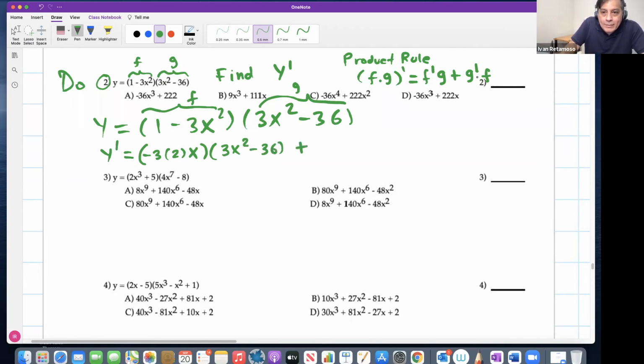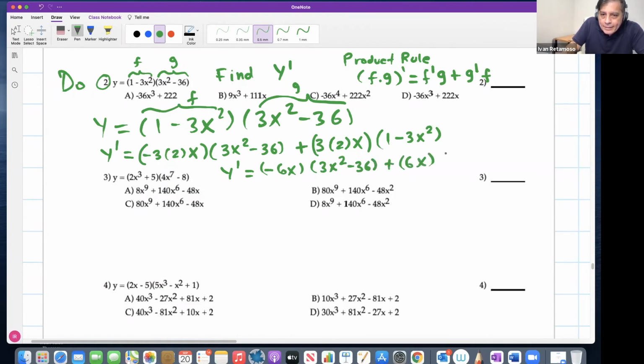Plus the derivative of g now, the derivative of this function now. 3 constant, 2 comes down, x raised to 1 less, 1. The derivative of this is 0. So this is the derivative times the function f as it is, this guy, 3x squared. And here comes the algebraic part. So y prime will be, let's simplify first, minus 6x times 3x squared minus 36 plus 6x again here, 1 minus 3x squared.